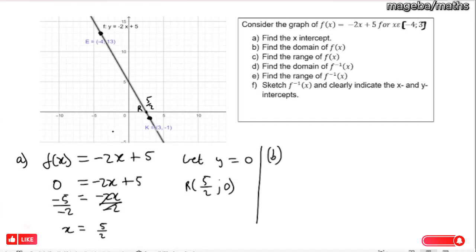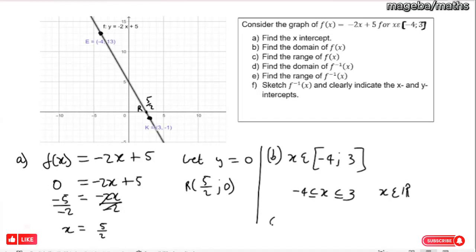So the domain of this graph is just x is an element of the restriction that they've given us here. That's where the domain starts at negative 4, and it ends at 3. That is the domain of the graph, which is the restriction they've already given us. Another notation you can use is to say negative 4 is less than or equal to x, less than or equal to 3, where x is an element of the real numbers. That's another notation you can use when finding the domain of this graph.